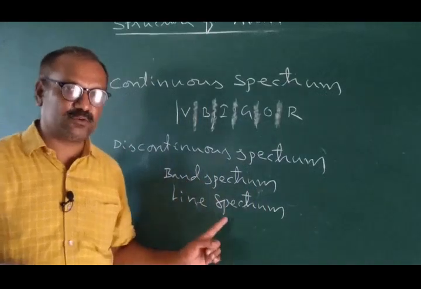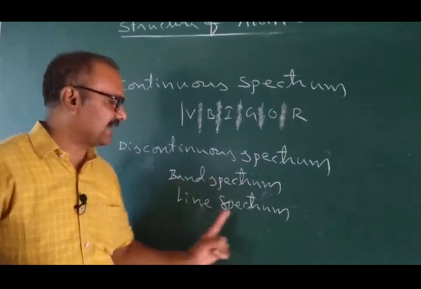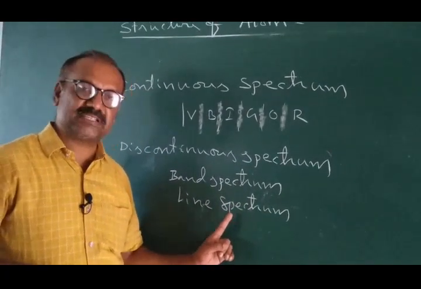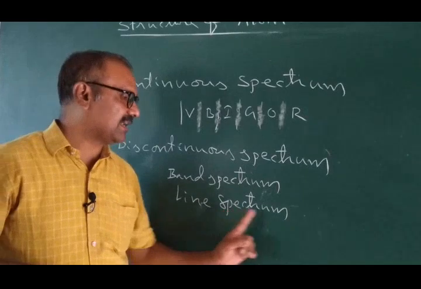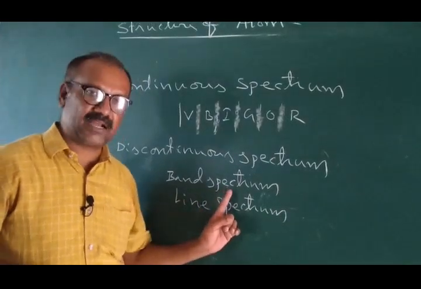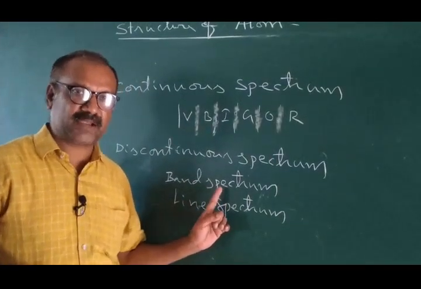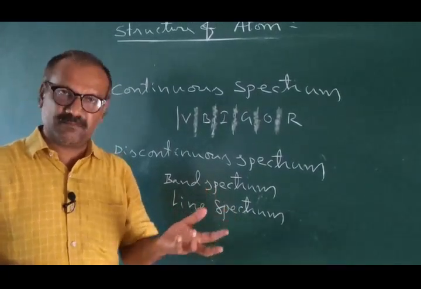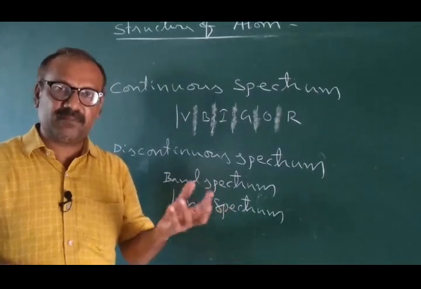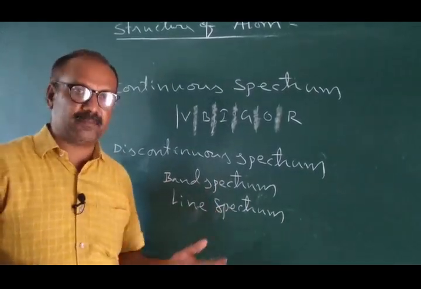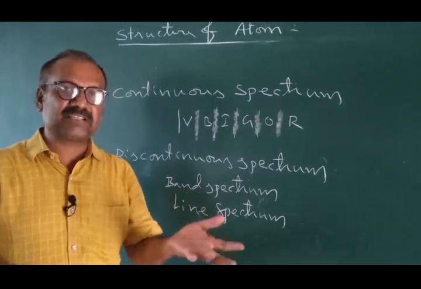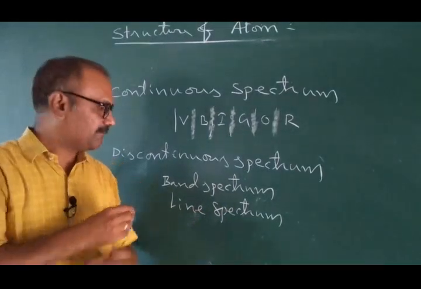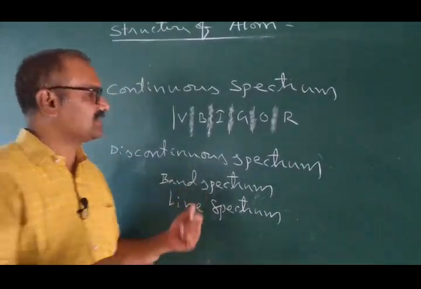But discontinuous spectrum again can be classified into two types: band spectrum and line spectrum. Line spectrum is formed because of atoms. If atoms lose energy or gain energy, we get a line spectrum. Band spectrum is because of molecules, molecular spectrum. For example, when CO2 gas is heated, or H2O vapor is heated, these are all called molecules. Otherwise, line spectrum is because of atoms.